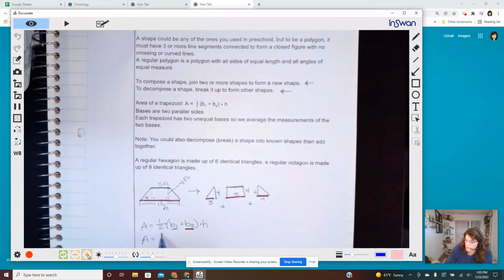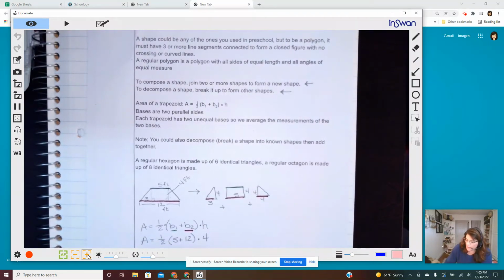Area equals 1/2. Base 1 is 5. Base 2 is 12. Times height is 4. Area equals, well, we do parentheses first. So that's 17 times 4.